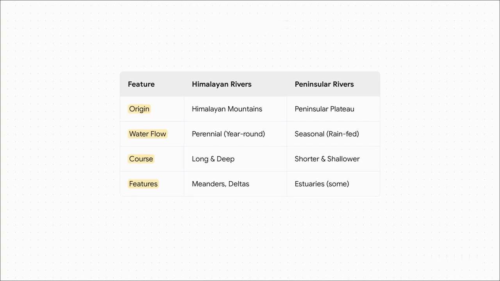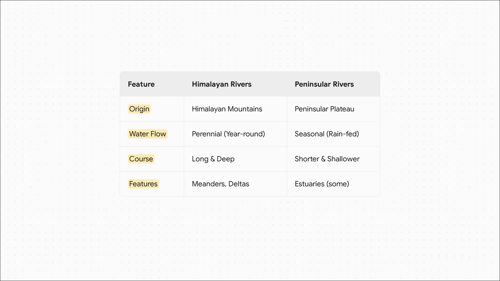Himalayan rivers are born way up in the snow-capped mountains. This makes them perennial, meaning they flow all year long, because they're fed by both rain and melting snow and ice. They have a super long journey to the sea, which gives them all this power to carve out deep canyons and carry tons of silt, which they then dump at the coast to form huge deltas.